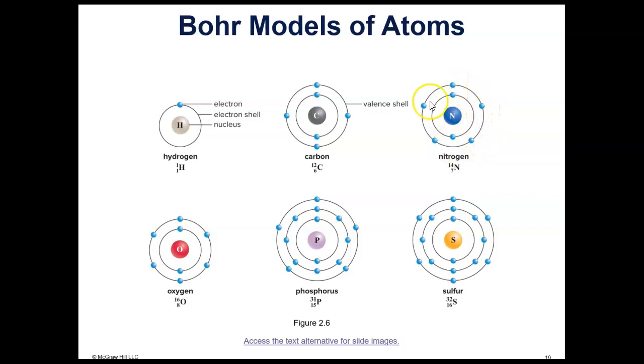Nitrogen has five electrons in its outer shell, so it would need three more. Oxygen has six electrons in its outer shell, so oxygen needs two more. Phosphorus has one, two, three, four, five, so it needs three more. And sulfur would be like oxygen. It has six, and it would need two more to be filled. So we'll talk about this a little bit more.